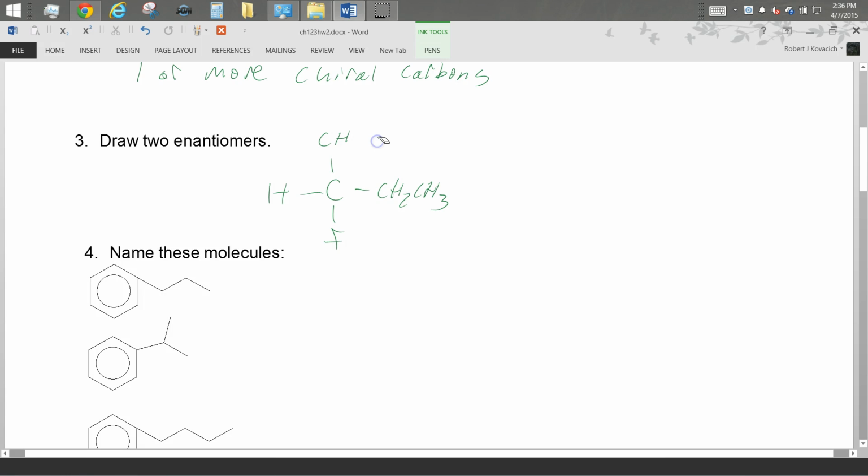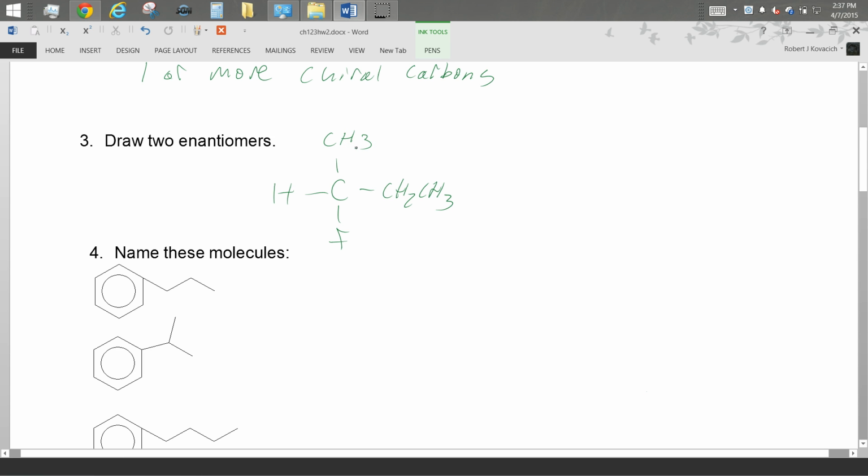So if this, instead of being a CH3, was a CH2, CH3, is this chiral? Nope, because two things are exactly the same. But what if it's a CH2, CH2, Br? Now it's chiral. But let's go back to our molecule, so a methyl group up here. So the easiest way to draw it is just leave the top and the bottom as is, and then flip-flop the centerpieces. So now they're mirror images of each other. Are you okay with that?